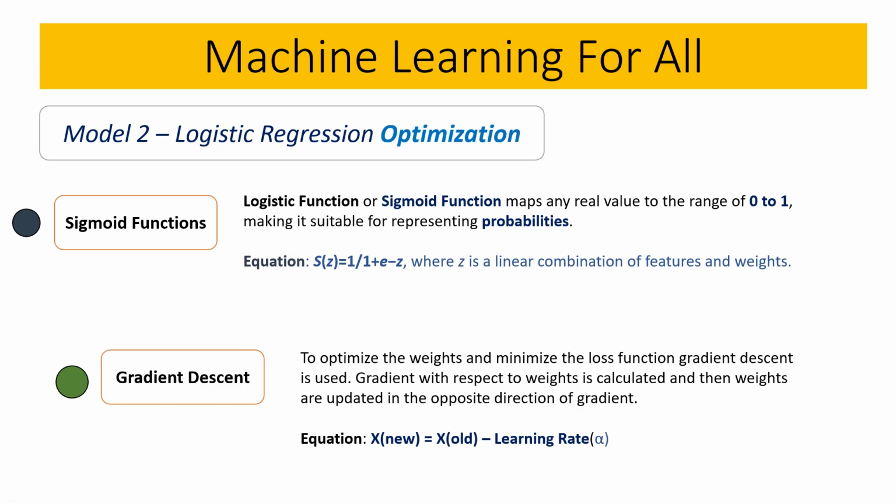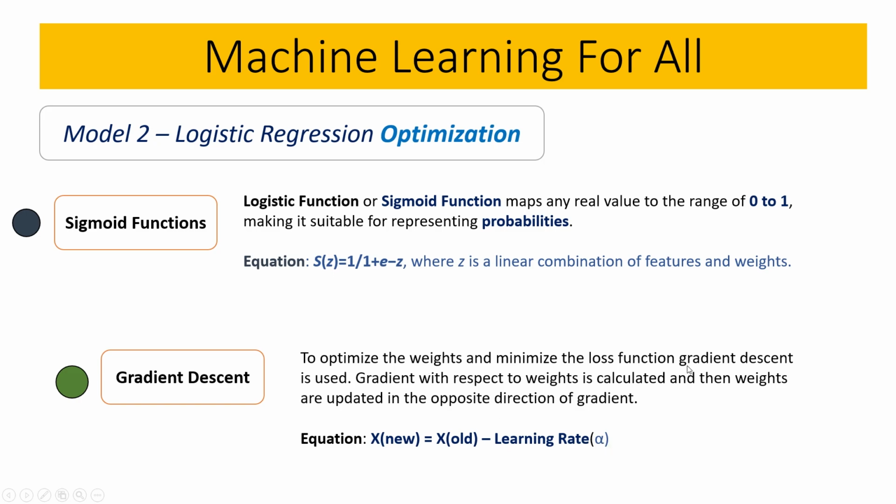What the gradient descent is like: to optimize the weights and minimize the loss function, gradient descent is used. The gradient with respect to the weights is calculated, and then the weights are updated in the opposite direction of the gradient. And this is the equation: the new weight equals the old weight minus the learning rate times the gradient.